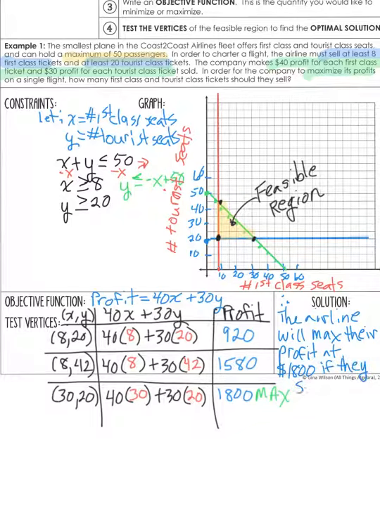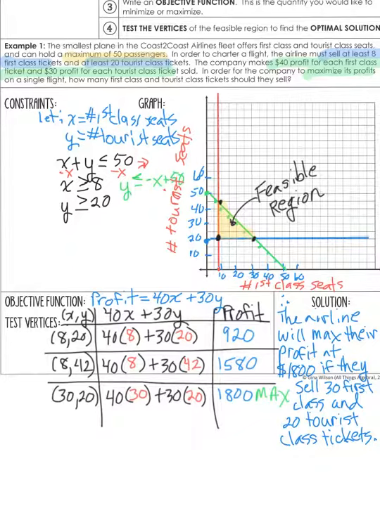if they sell 30 first class and 20 tourist class tickets. That's all there is to it. So let's do another problem.